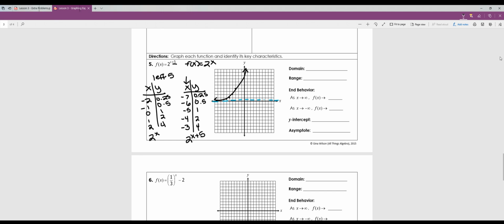So our domain is still all real numbers, and our range y values can be anything that is positive, so y is greater than 0. So let's talk about end behavior again. As x is going to positive infinity, so this is going to the right, what is happening to my y values? As we go to the right of our graph, y is increasing. So that's going to be going to positive infinity. Then as we go to the left, as x goes toward negative infinity, y is getting really, really close to 0.